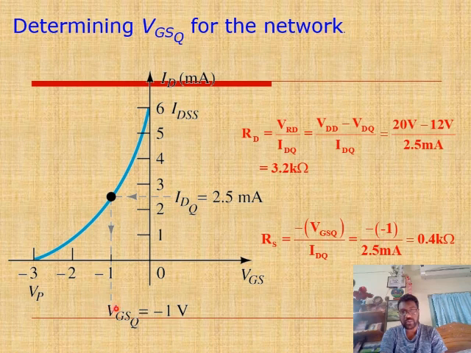And the RS will be VGSQ, meaning minus 1, divided by IDQ. Minus of VGSQ means minus minus plus will be there. So 1 by 2.5 milliampere. So in total, it will give us 0.4 kilo ohm of RS resistance.